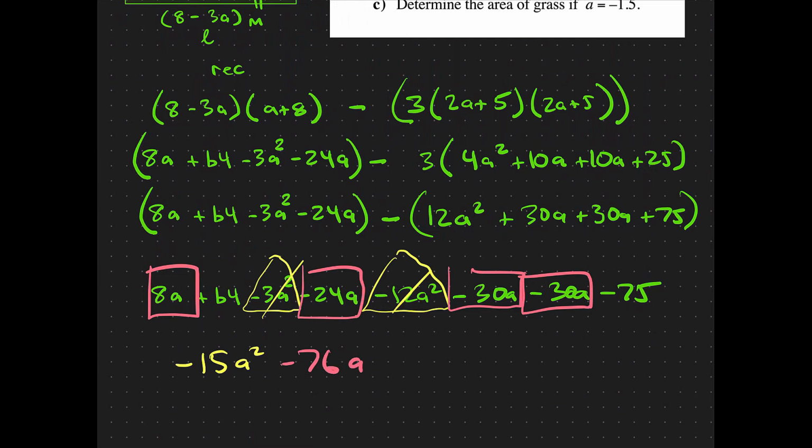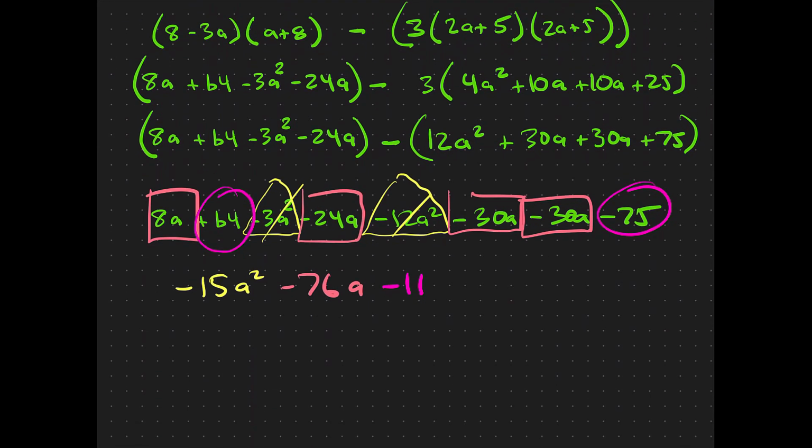And finally, we're left with our constants. I got a positive 64, a negative 75 for a difference of negative 11 there. And that's sort of what we have worked out to that point.